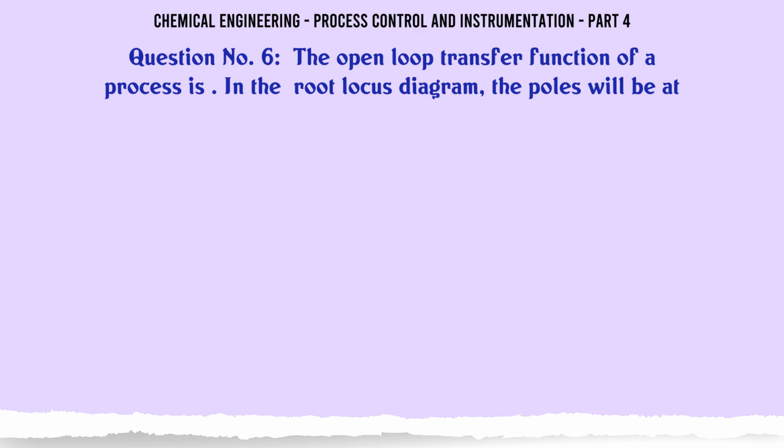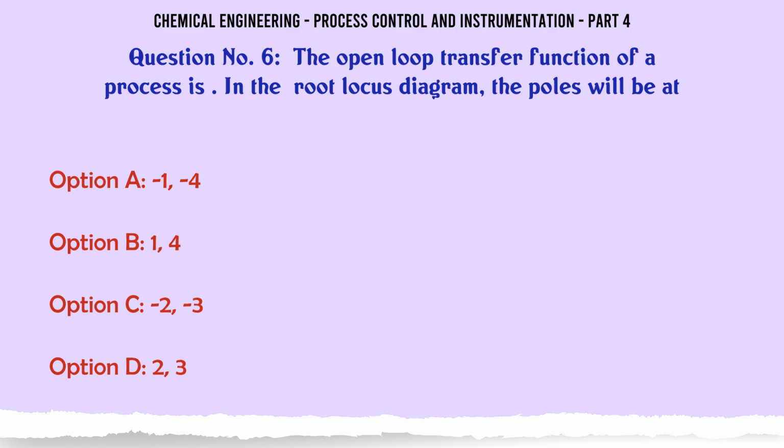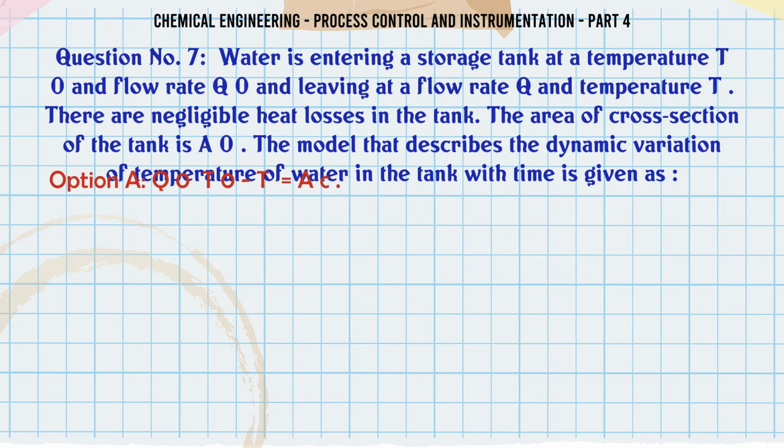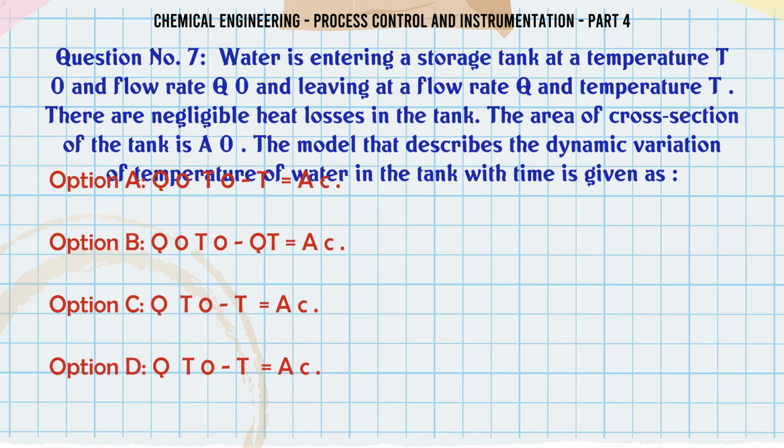The open-loop transfer function of a process is given. In the root locus diagram, the poles will be at A. 1, 4, B. 1, 4, C. 2, 3, D. 2, 3. The correct answer is 2, 3. Water is entering a storage tank at a temperature T0 and flow rate Q0 and leaving at a flow rate Q and temperature T. There are negligible heat losses in the tank. The area of cross-section of the tank is A0.